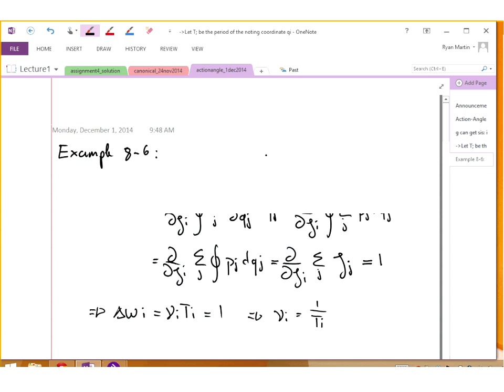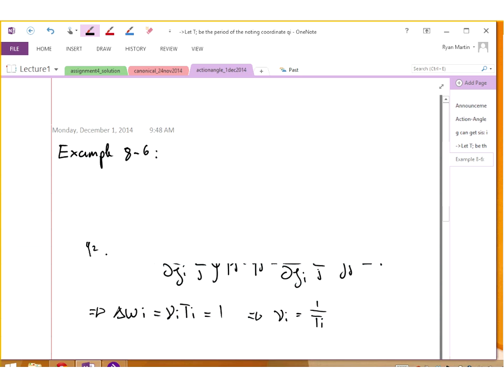So this is, we're going to determine the frequencies for two-dimensional simple harmonic oscillators. So I'll draw an ugly sketch of such a device. You could think of it as a mass M, and it's connected to two different springs.